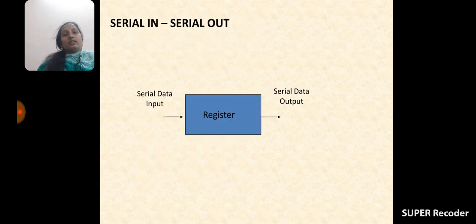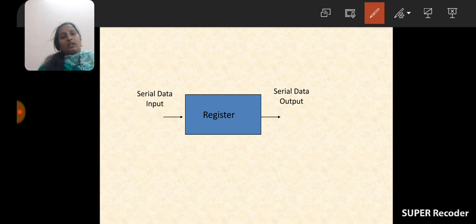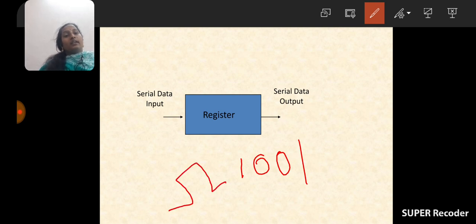Okay, see here, this is the logic symbol of serial in, serial out. First of all, what is meant by serial and what is meant by parallel? For example, if I would like to transfer the data 1001, how many bits are there in my data? 4 bits are there. If I would like to send all the bits by the application of a single clock pulse, then that is called parallel data.